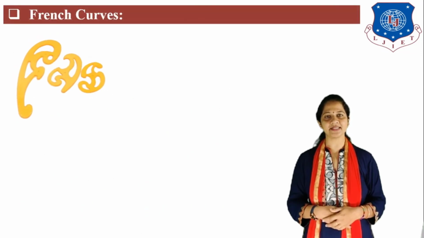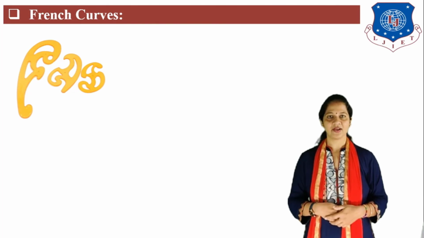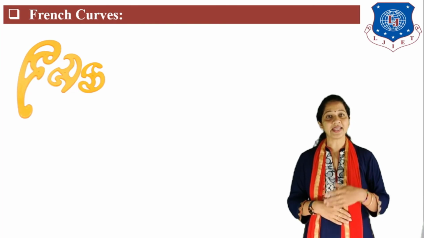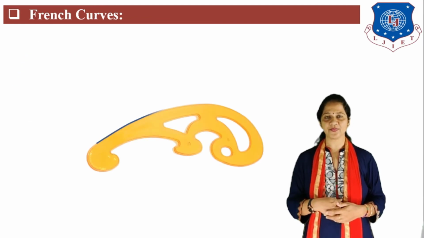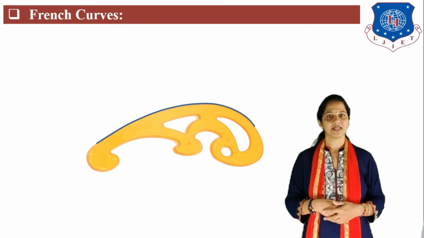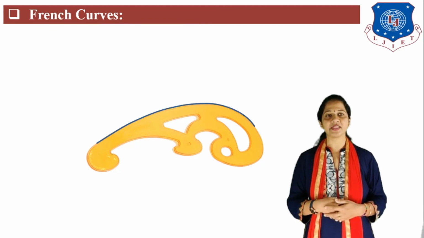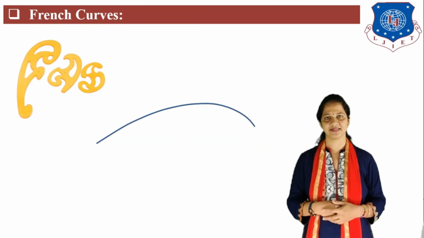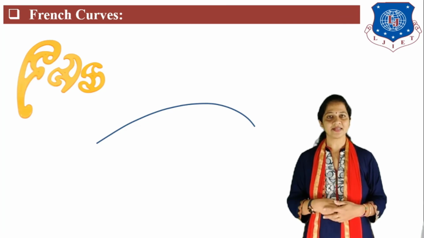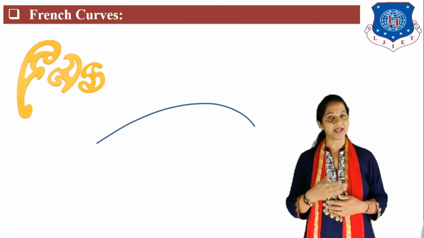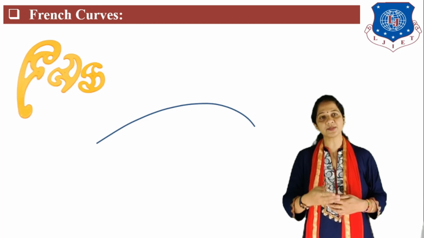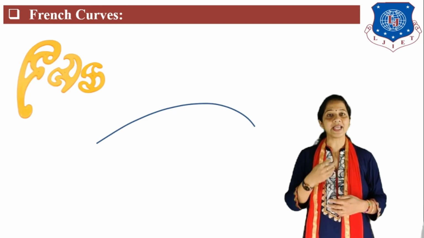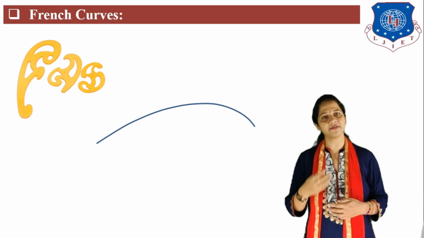Next instrument is French curves. French curves are irregular in nature. They can be used to draw free-form curves which cannot be drawn with the help of the compass. Curves like ellipse, parabola, hyperbola, involute, spiral or the locus of a moving point in space can be drawn accurately with the help of French curves.